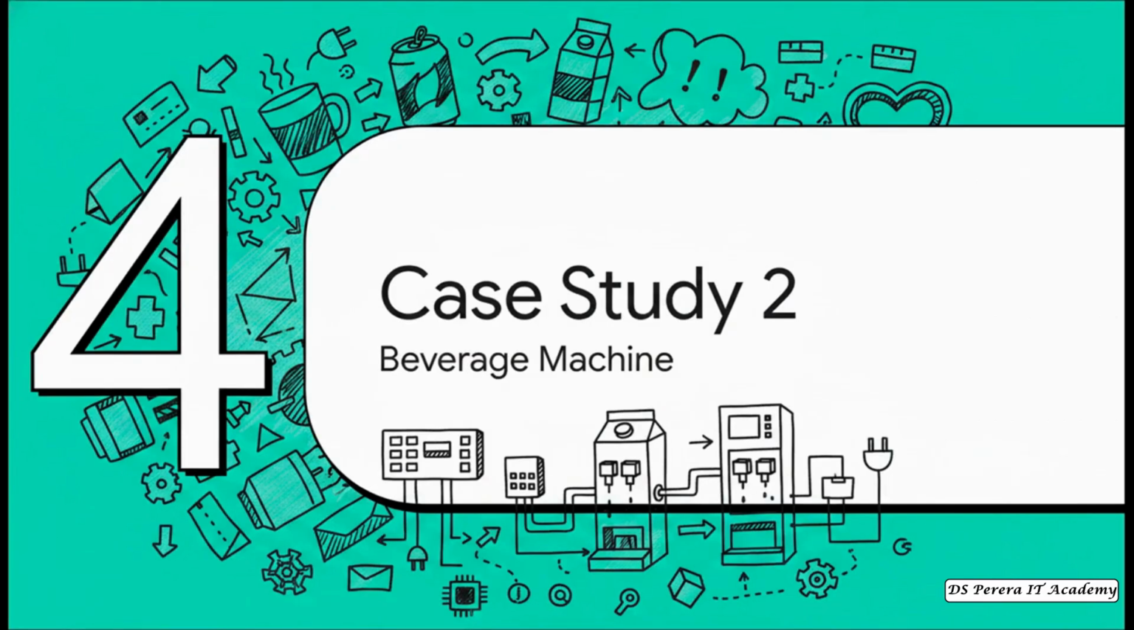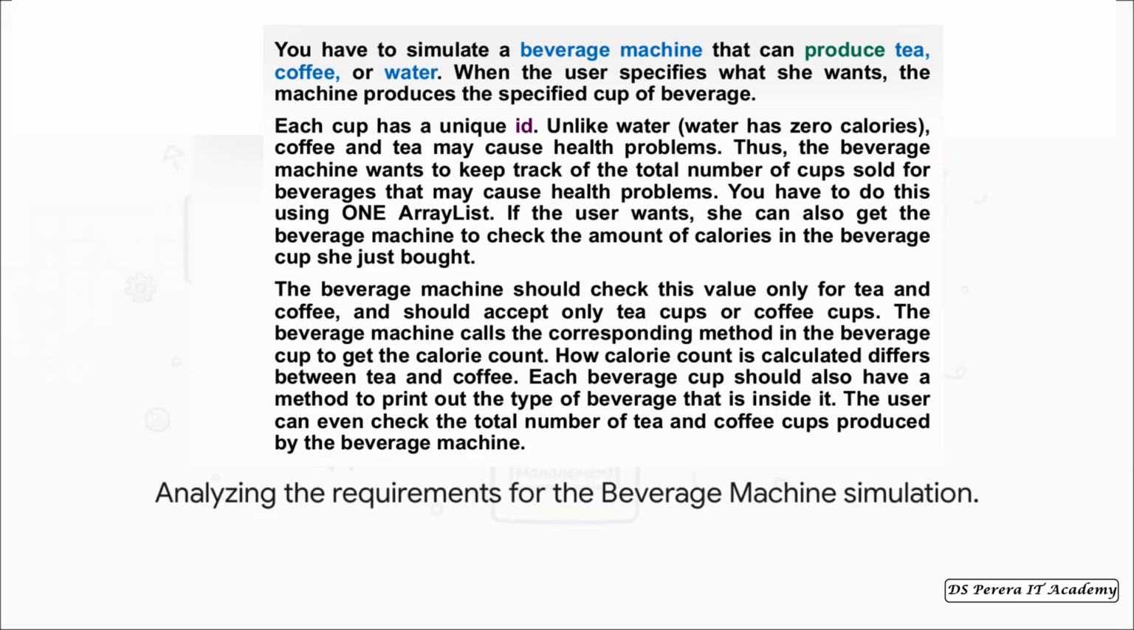Excellent work. We've built a whole system. Now, let's lock in those concepts with a second case study, a beverage machine. As we go through these new requirements, I want you to actively look for the patterns. See if you can spot where we'll need abstract classes, specific child classes, and where an interface might come in handy. Okay, let's break down this new problem.